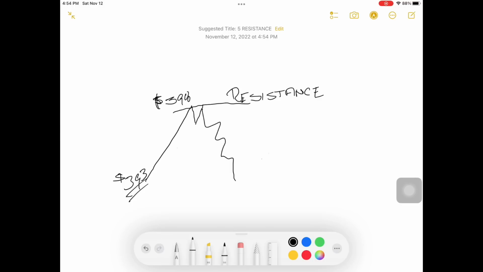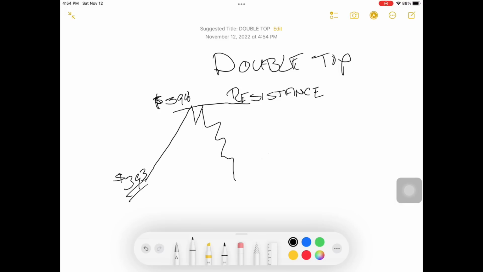Okay, and what is this called? This is called a double top. We call this a double top, and I will need you to look for this because this is how we make what we know as easy money in the market. Okay, this is a double top. And so when you see it, I want you to start recognizing it, and you will see it.